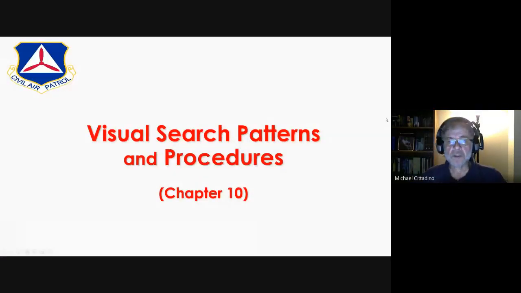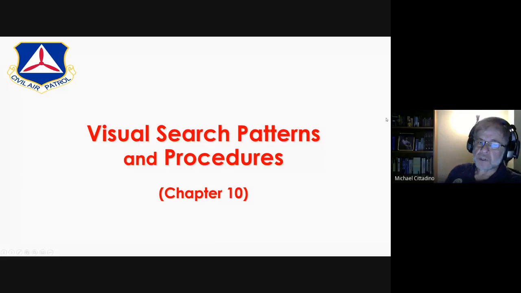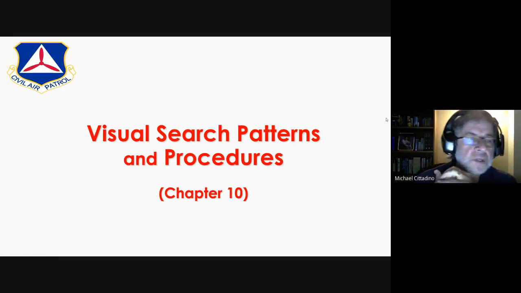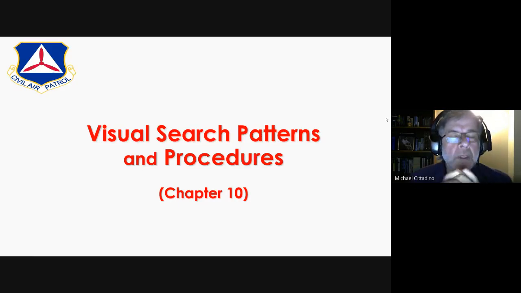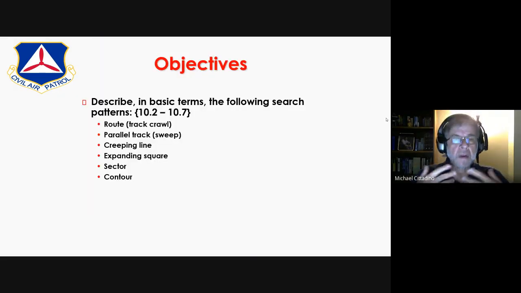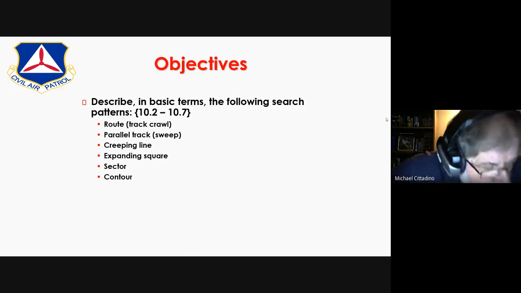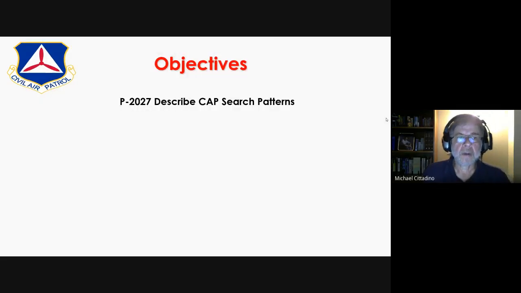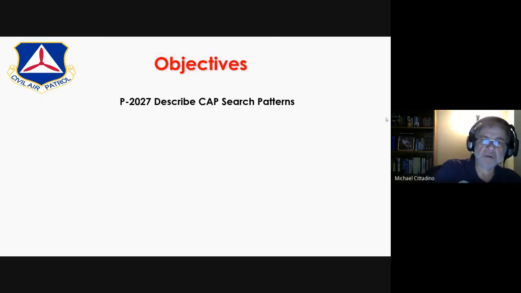Okay, so we're going to move on to chapter 10, visual search patterns and procedures, where to some extent we'll put some of the terminology we talked about in chapter 9 to use. Basically what we're going to cover in this chapter is the standard search patterns that CAP uses. And this is going to cover task 2027.